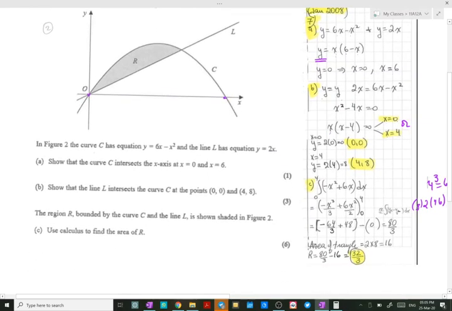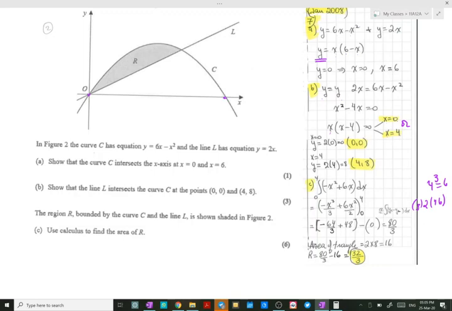Part C, the region R bounded by the curve C and the line L is shown shaded in figure 2. Use calculus to find the area of R. So when they say use calculus to find the area R, it means that you have to use integration to find the shaded area.